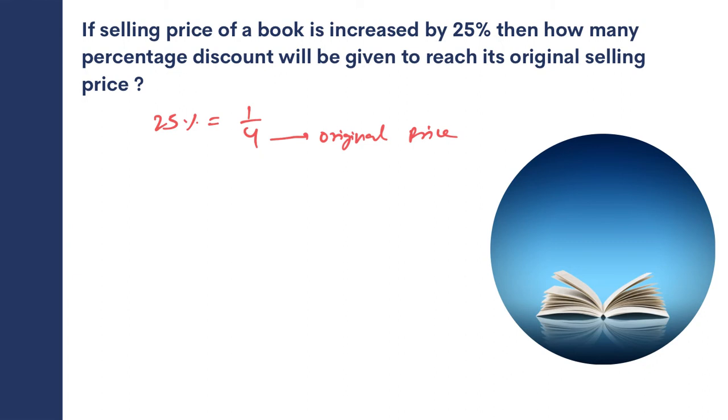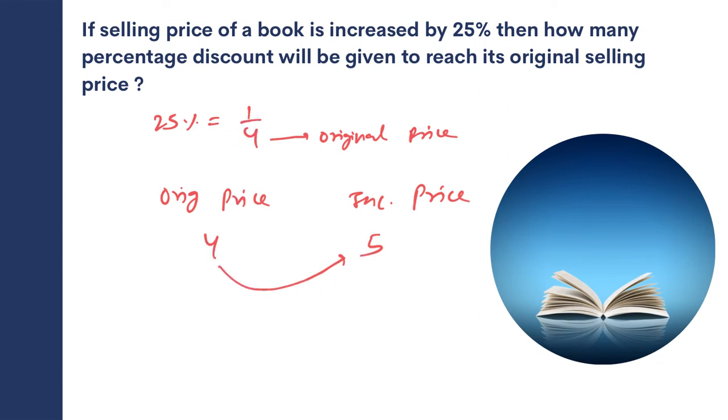then what will be the increased price? Increased price will be 4 plus 1, then 5. 5 will be our increased price. So I can say if the original price is 4, then the increased price will be 4 plus 1. This is 5. Because I know if this is the original price and from here it is increased 25%, so 4 plus 1, it will be 5.